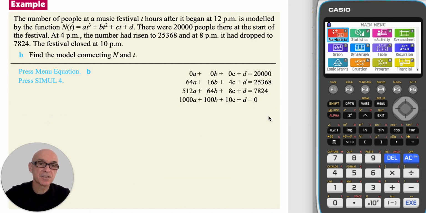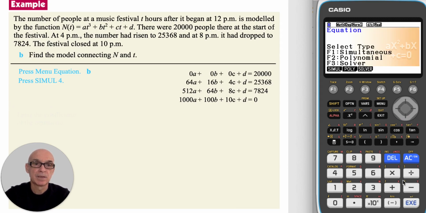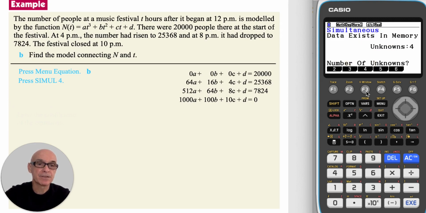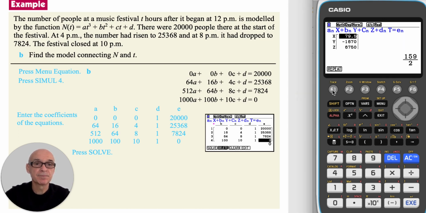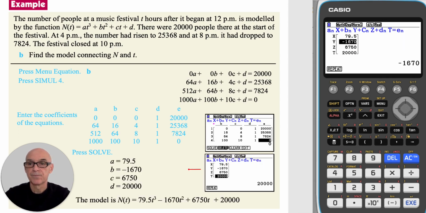To enter the system, from the main menu, select the equation. Press F1 for simultaneous and F3 for 4 unknowns. Enter in the coefficients of the equations as shown. Pressing F1 to solve the system and substituting the values back into the equation to give the model connecting n and t.